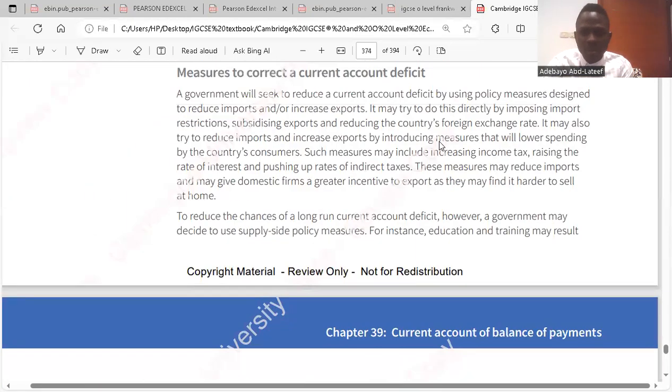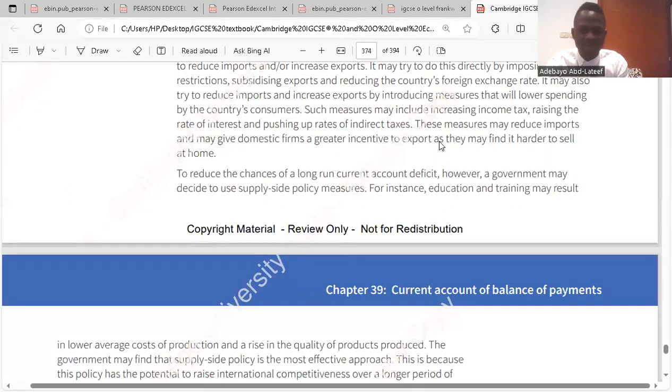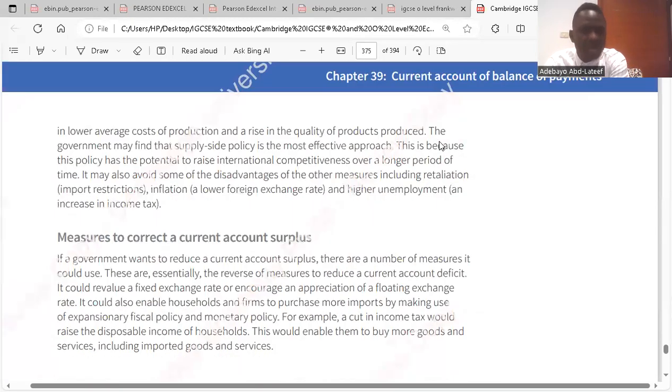Let me see. Exchange rate here, they talk about exchange rate, increasing income taxes, increasing interest rates, pushing up rates of indirect tax. These measures may reduce imports and may give domestic firms a greater incentive to export, and they find it harder to sell at home. Is it okay? I think that is done anyway. Then we go down. Let's see. In lower average cost of production, well, whatever it is, to increase exports, you need to think about productivity. You need to think about how to give domestic firms the opportunity to produce more.